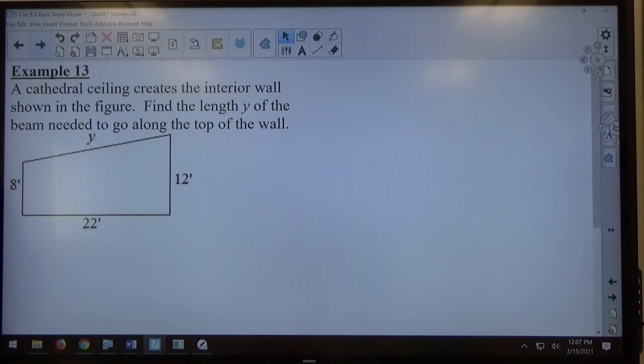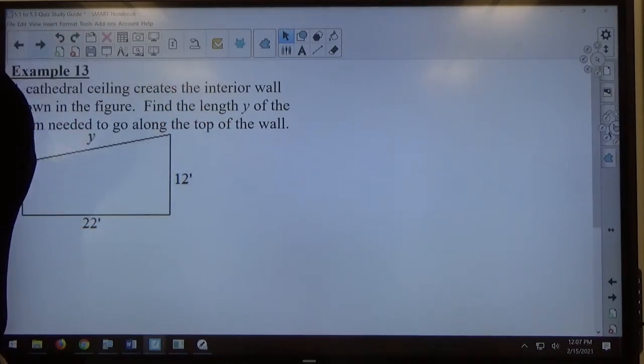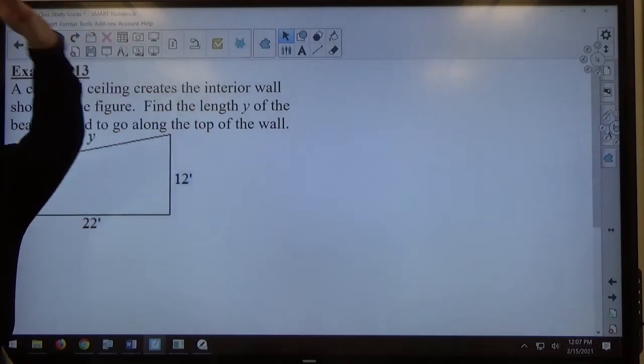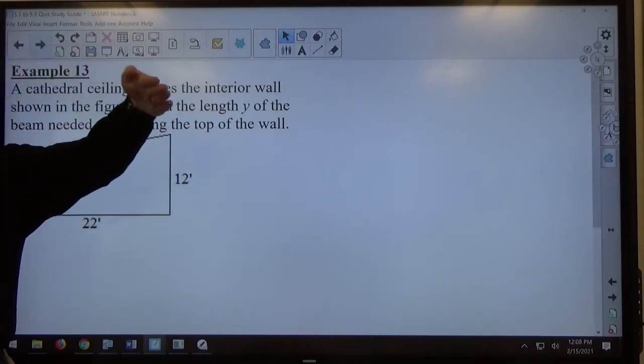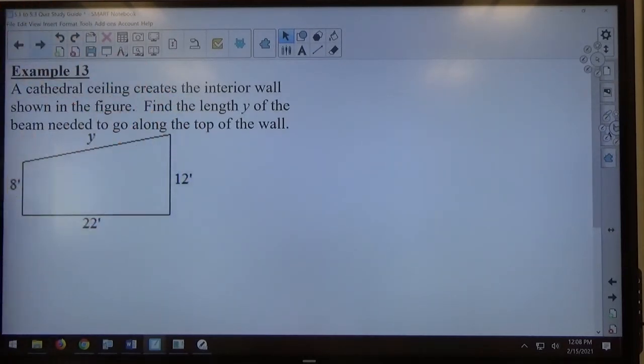I don't know if you've ever been inside a house with cathedral ceilings. Typically they've got them coming from both ways. So if you go inside the house, there's like a high spot here where it comes down like that. So this is like one half of the wall. It could just be slanted like that.